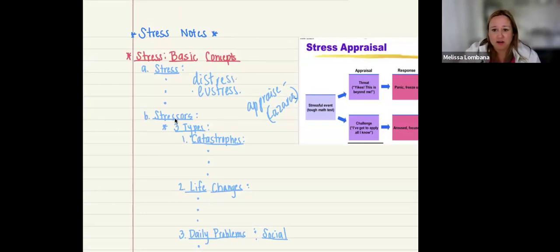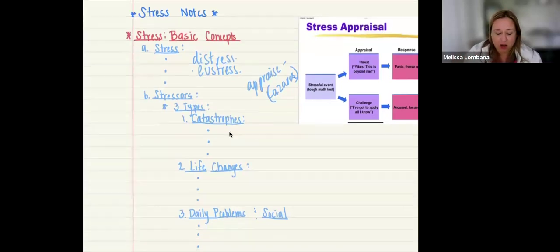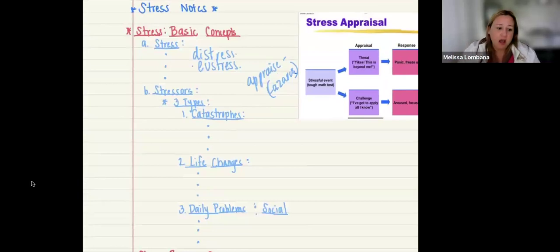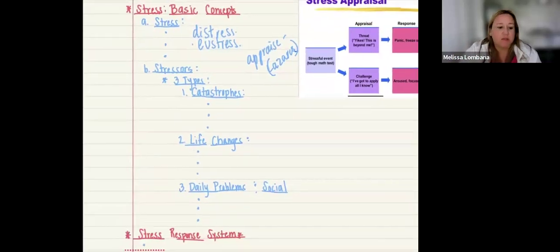Next little thing under basic concepts are stressors. Stressors are basically any type of condition or event in the environment that challenges or threatens a person. And again, stressors are going to be different for everybody because it's all about the perception. Now there are 3 main types of stressors, which are basically the catastrophes, which are just anything that is an unpredictable large scale event.